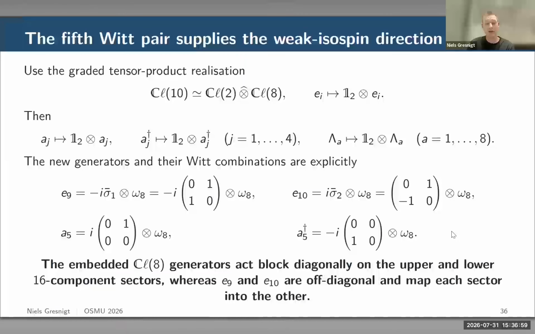And then what we see is that the embedded CL8 generators act block diagonally on the upper and the lower 16 by 16 component sectors, whereas E9 and E10 have this off-diagonal form. And so they map those two sectors into each other. And so now once we are in CL10, we're talking about 32 by 32 dimensional matrices.